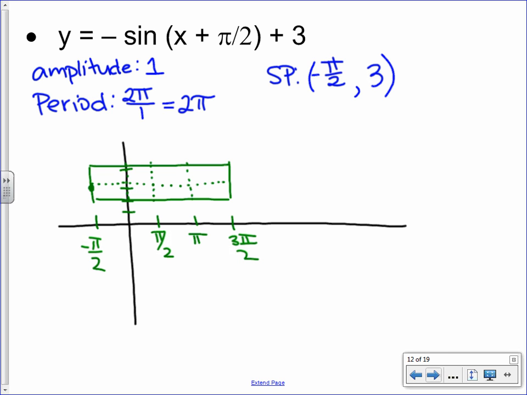Okay, we have our frame drawn, so we can put in our sine curve. Does our sine curve start at the starting point? Yes, it does. Sine starts at the starting point. Now, we have a negative a value, which means, are we going to go up or down first? Down.